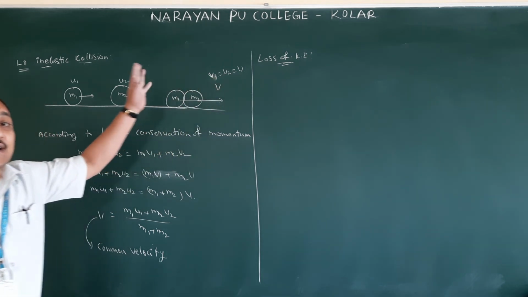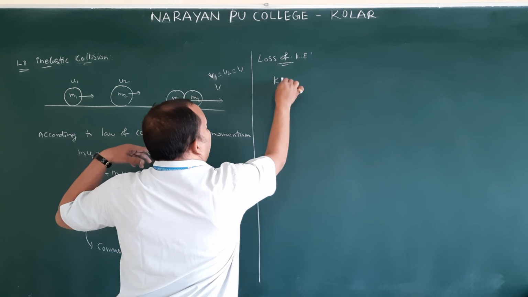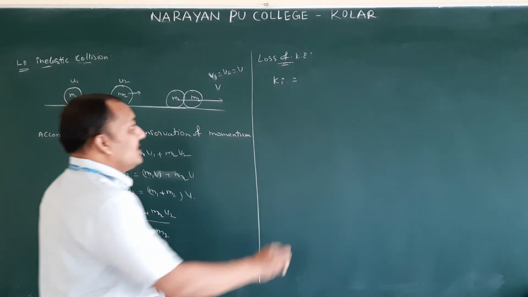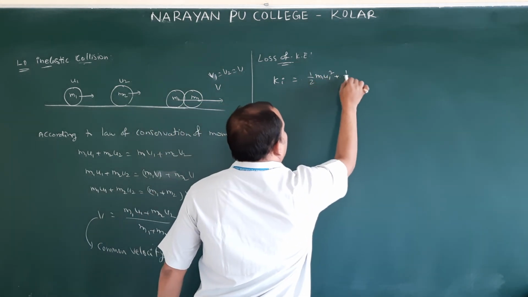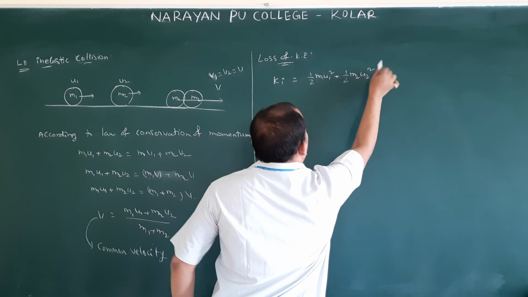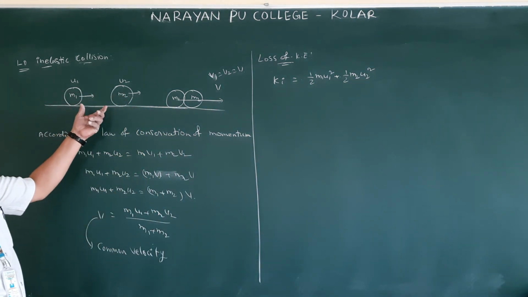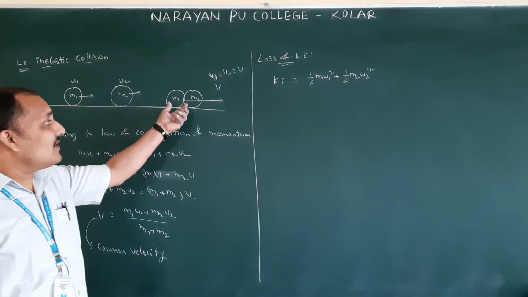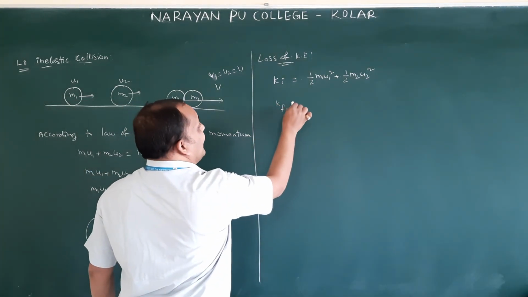Otherwise, final kinetic energy minus initial kinetic energy. So first, what is the initial kinetic energy? Half of m1 u1 square plus half of m2 u2 square. So this is the initial kinetic energy, before collision. Next, after collision, what is the kinetic energy? That is the final kinetic energy.